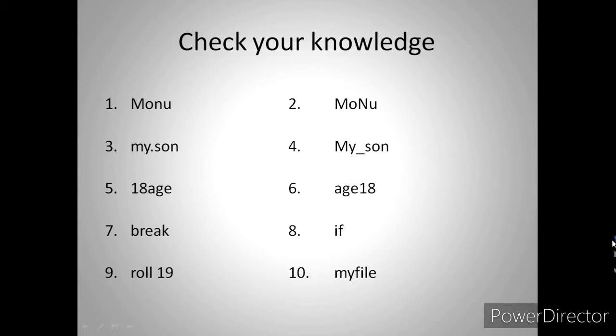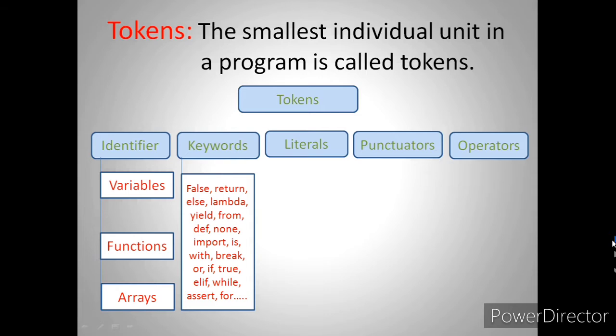Now moving to the next. We have discussed the identifiers and the variables. As I said, the keywords are the reserved words which cannot be used as your variable name. So you cannot use these words as variable names: else, lambda, yield, from, def, and many more. When you come across them, you will get to know the keywords then and there. Now let us know about literals.